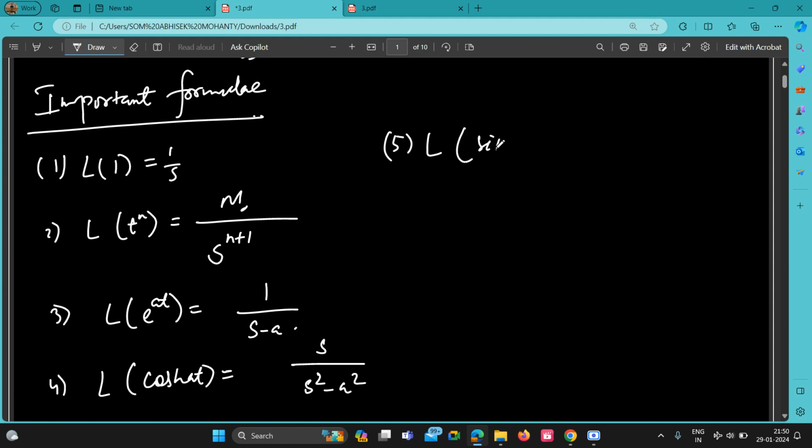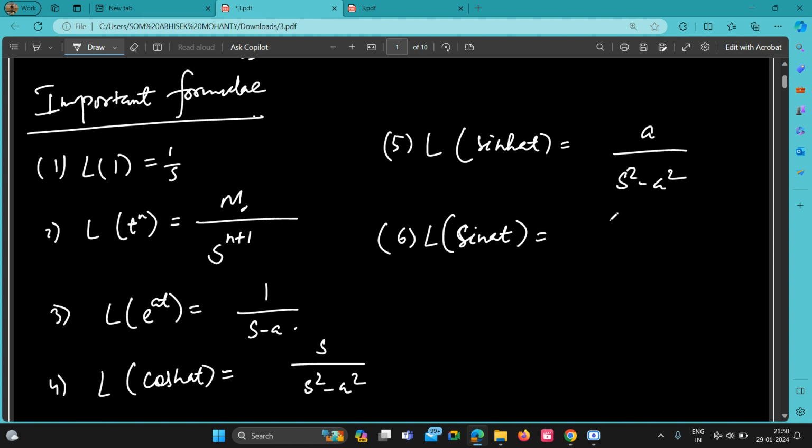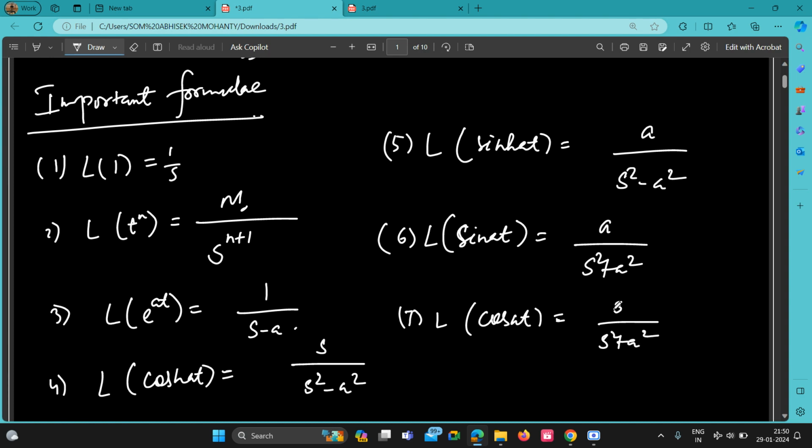Laplace transform of sinh at is a by s square minus a square. Laplace of sin at will be similar, but there it will be plus here. When this is a normal trigonometric function, it will be plus. The Laplace of cos at will be s by s square plus a square. These are some of the formulas that will be used.